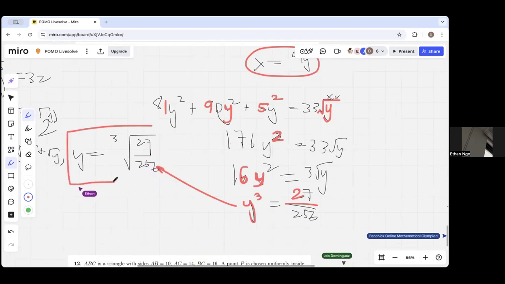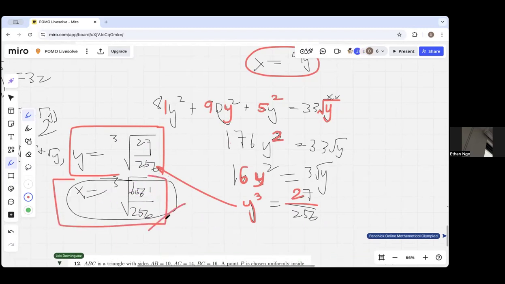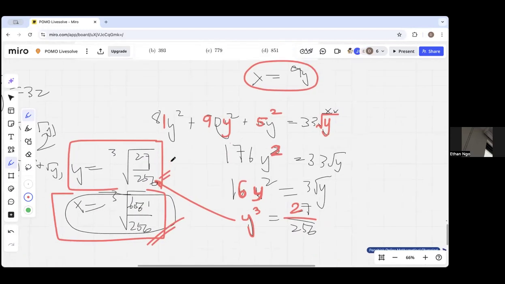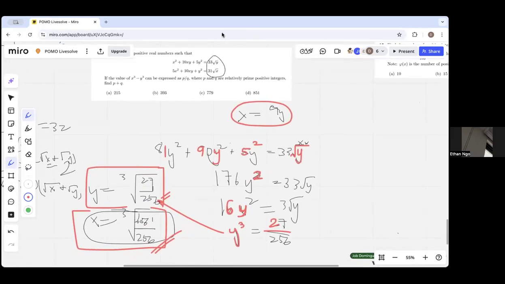So you can simply substitute this to the x value to get 6561, you correct me if I'm wrong, over 256. There we go. Yeah, and then you can just compute the things from there. Right. So do we have any questions?